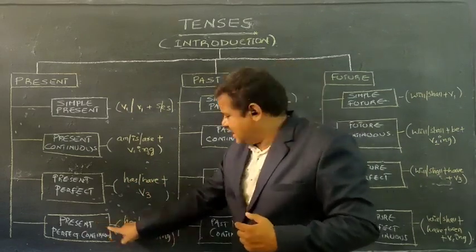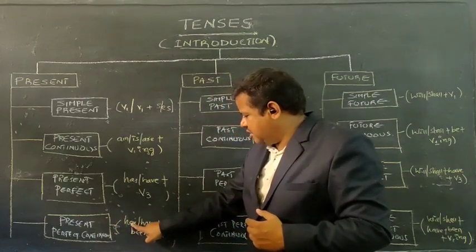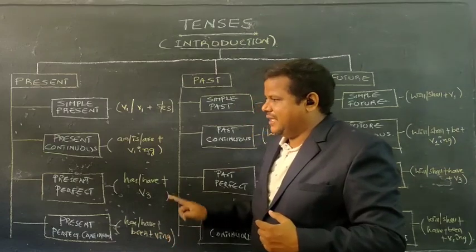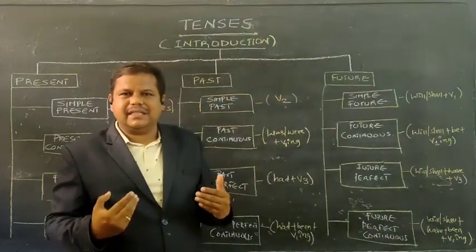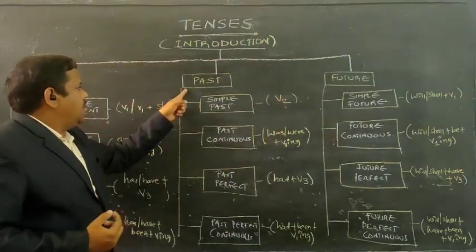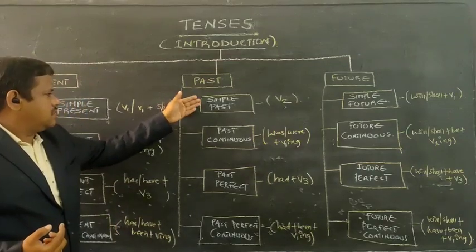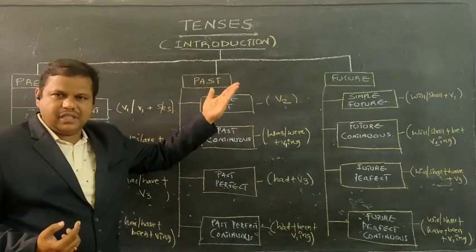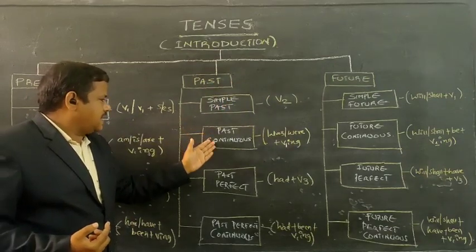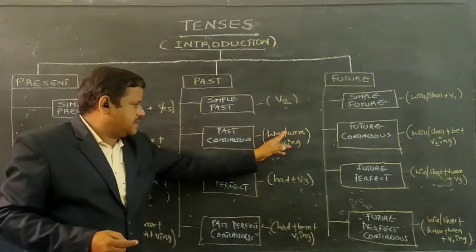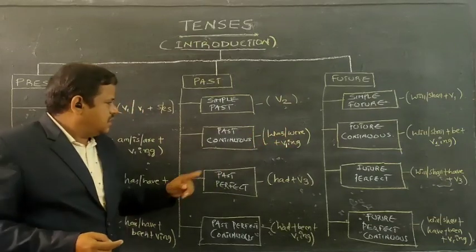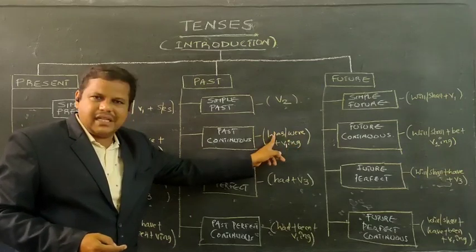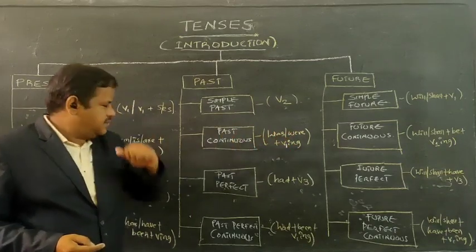And the last one, present perfect continuous form, we are going to use subject with has or have plus been plus V1 plus ing form. That is, V1 plus ing is nothing but the V4 form. In the past tenses, simple past tense, we use subject plus V2 plus object form. Past continuous form, we have two helping verbs, was and were. So, was and were plus V1 plus ing; was for the singular, were for the plural.